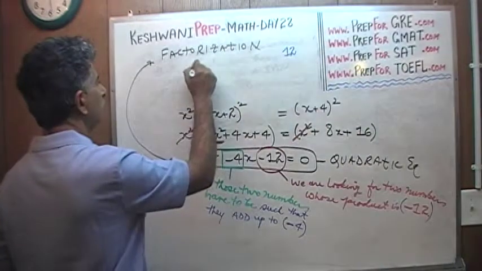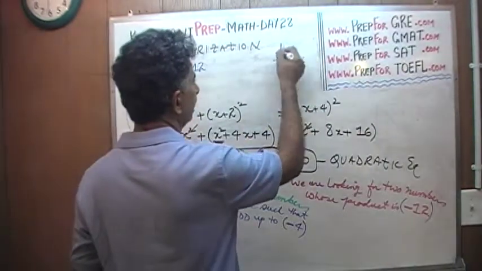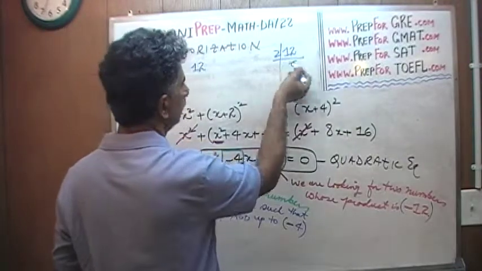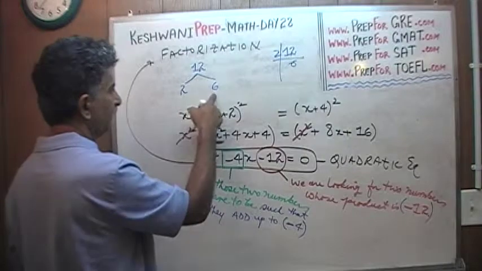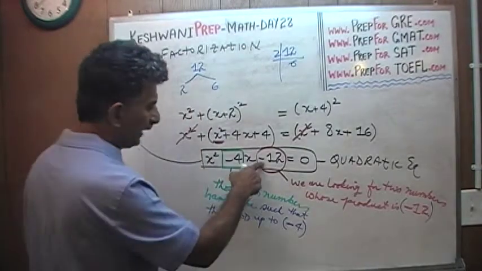Well, let's start here. The first thing that we do is divide by 2. You get 6. 2 and 6. Let's see if that works. 2 and 6. Well, their product is 12, obviously.